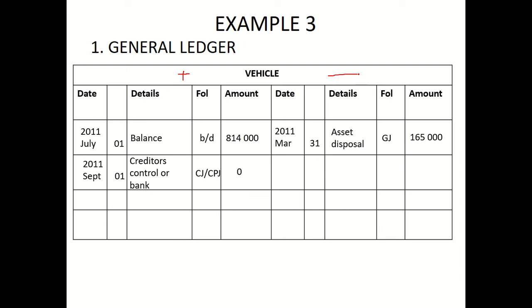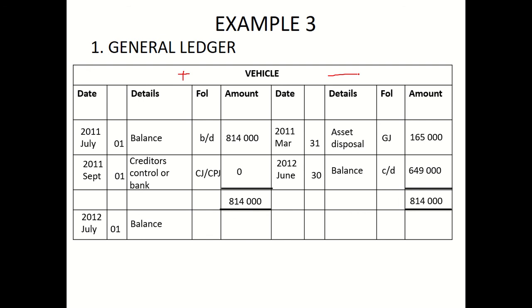How much of vehicles are we left with? We are left with, on the 30th of June, which is the end of the year, 649,000. Balance it off and you're going to have this. Meaning that on the 1st of July 2012, our balance brought down will be 649,000. I hope that makes sense, guys. More to come later, okay?